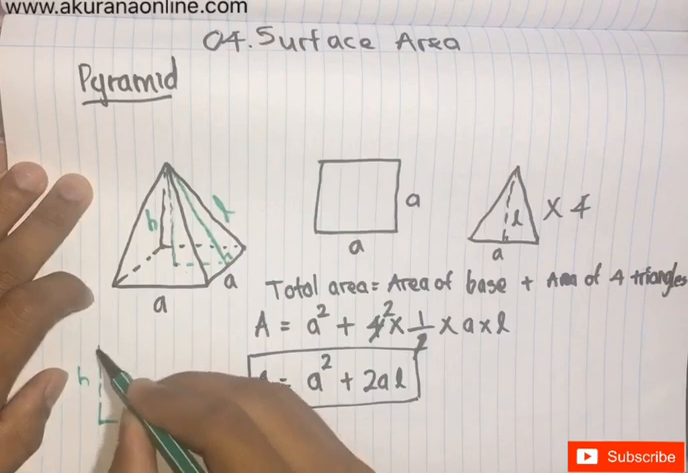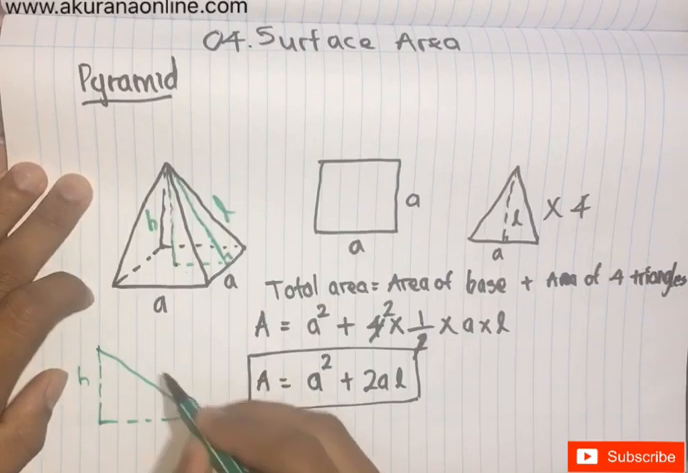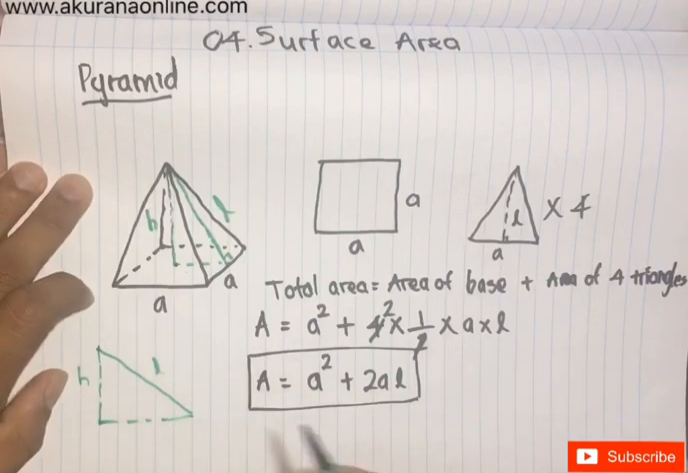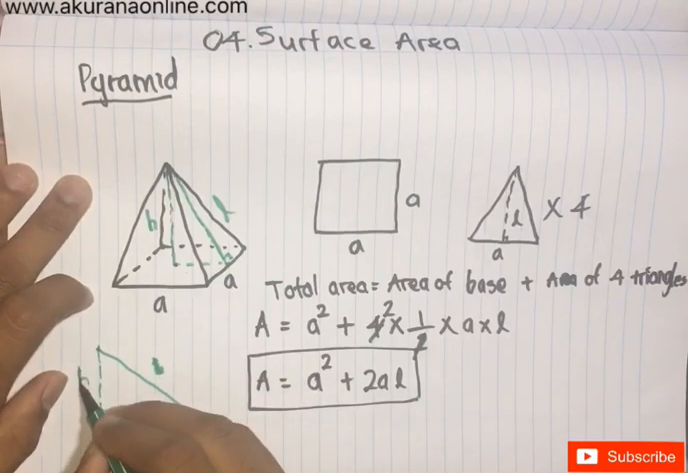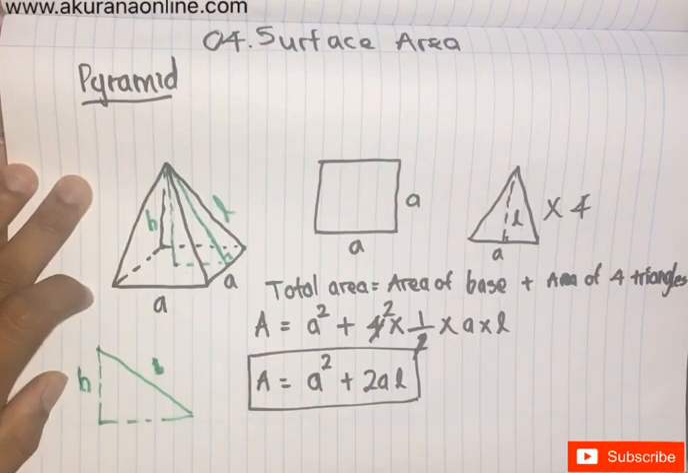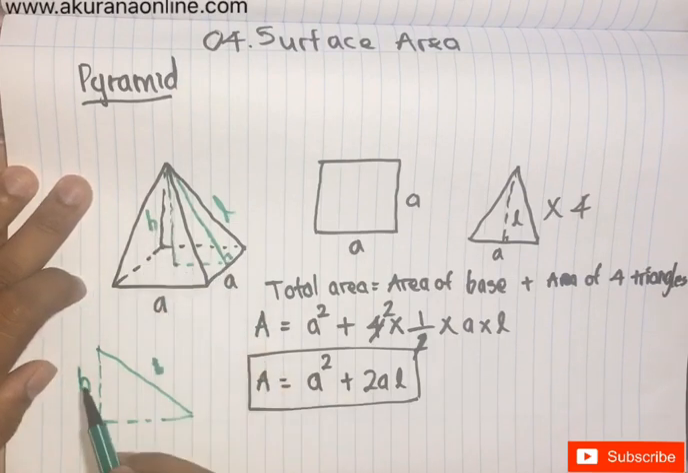Also this is L. Sometimes they would not give you L, and would have given you only H. You have to find out L. How do you find out? Since H is given, you can write H.